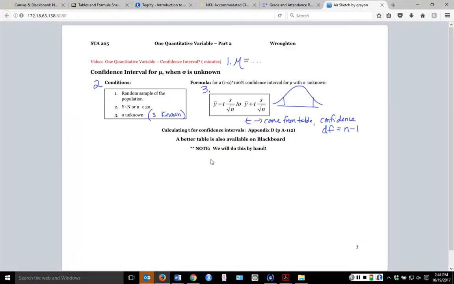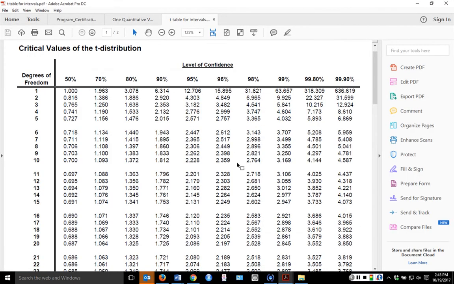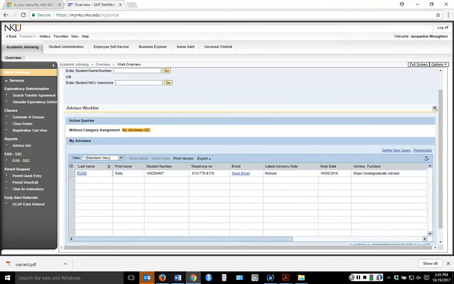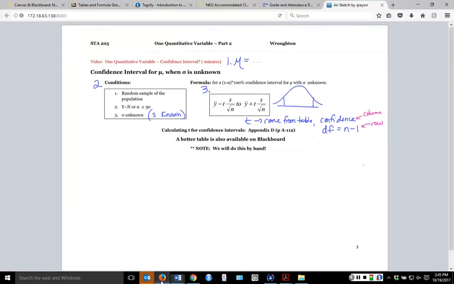So confidence is my column that I go to. Degrees of freedom is going to be the row that I go to. Just for example, if I want to be 95% confident and I have 10 degrees of freedom, I'm going to go to the 95% column, the 10 row, and that's going to be my t. Generally it makes a little bit more sense after we do our first example. So, let's look at our first example.